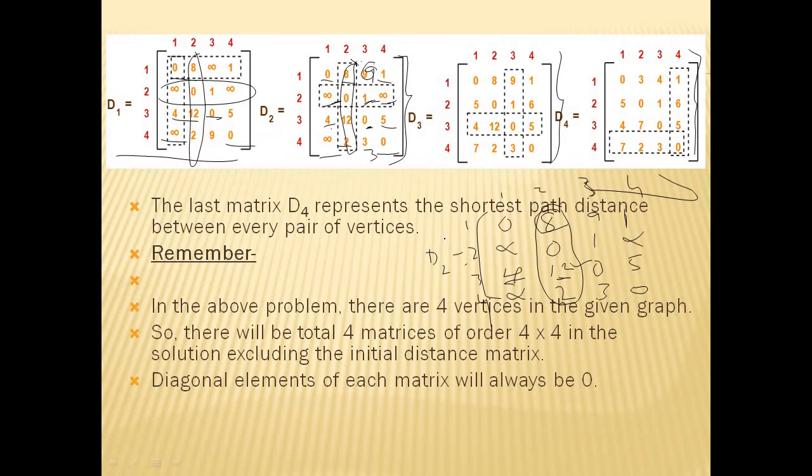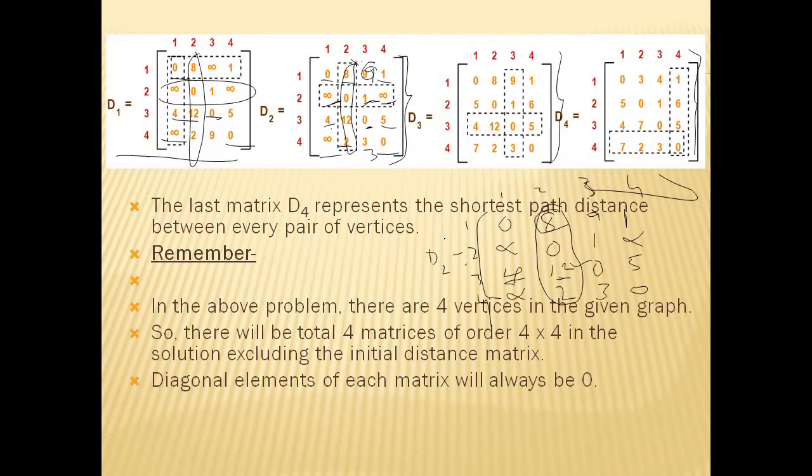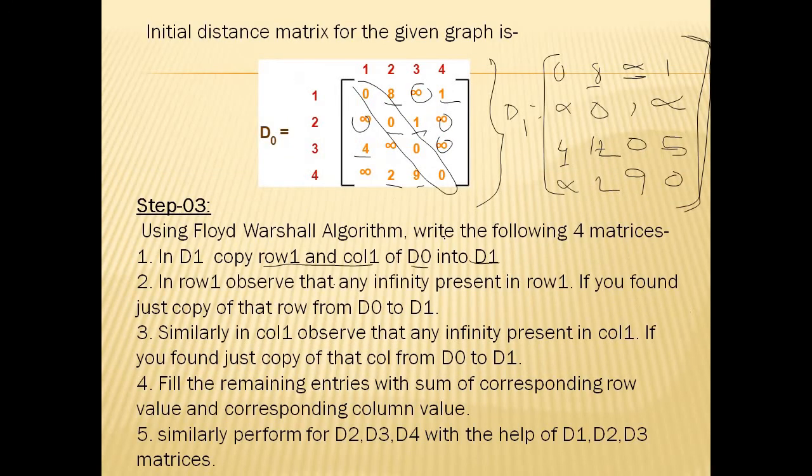Okay, so this is about Floyd-Warshall's algorithm. So what we need to do? First we need to construct D0 with the help of given matrix. So construction of D0 will perform. If there is a direct path, then we'll mention the weight of that path. If it is a self loop, then we'll make it as a 0. If you don't have any direct path, then we'll make it as infinity.